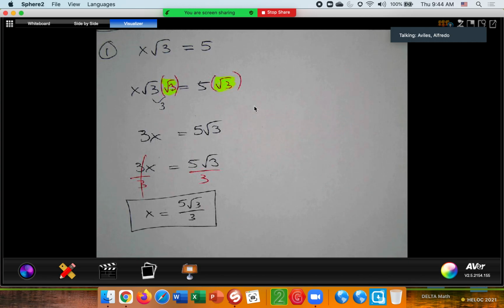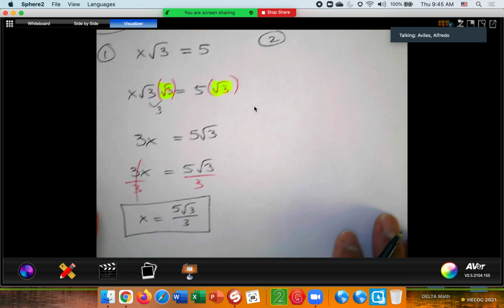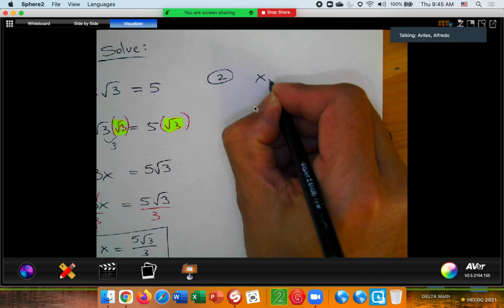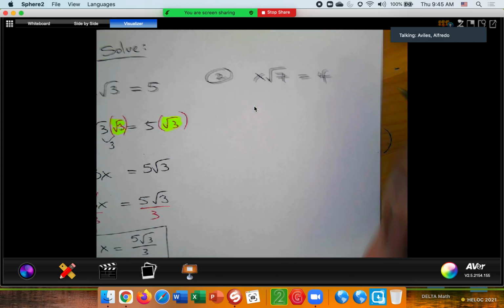Okay. I know you're still not, we'll do a couple more. Let's do the one that Darren just asked for. Let's see something he said. x root 7 equals 4. Yeah?